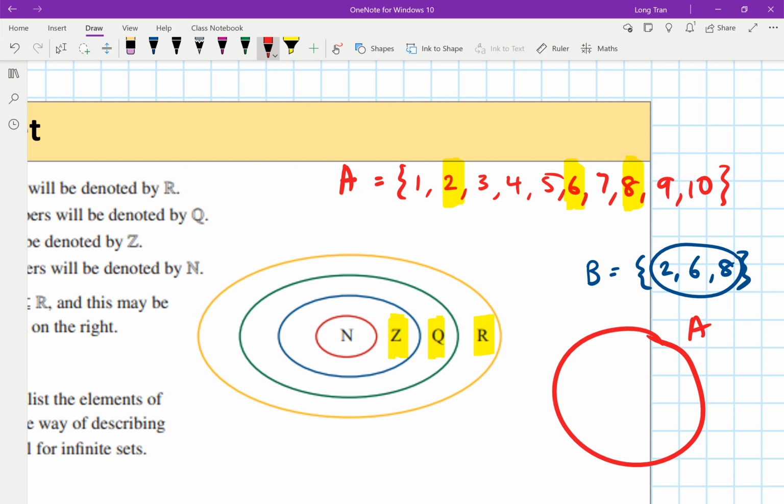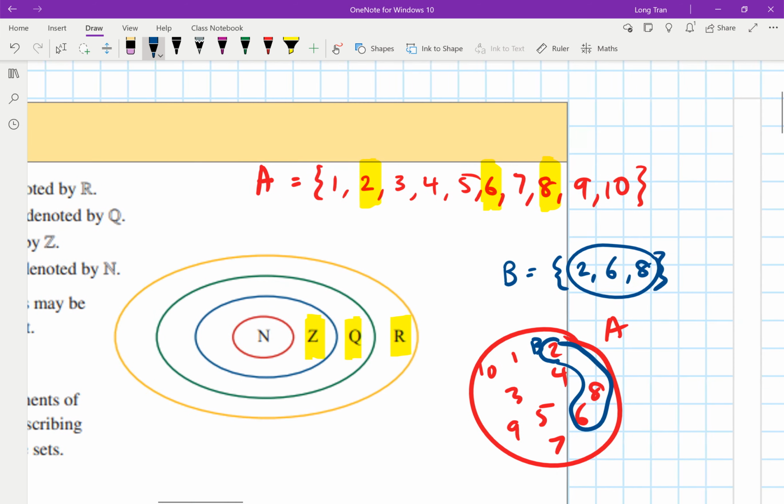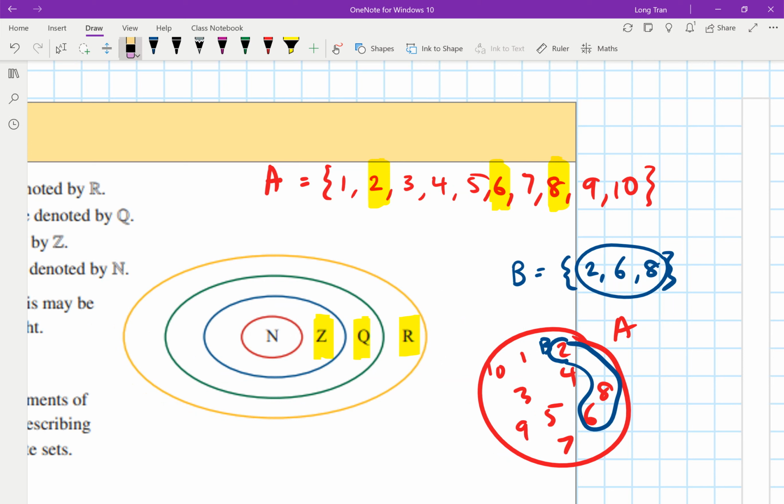Okay, so if I wrote all the numbers 1, 2, 3, 4, 5, 6, 7, 8, 9, and 10, we can see that B is 2, 6, and 8. So this is B. That's why we call it a subset. Okay, it's already a part of it. Everything's included. It would not be a subset if I then said B also includes the number 11. See, that wouldn't be a subset because it doesn't fit into it. It has to be a part of that group. Okay?